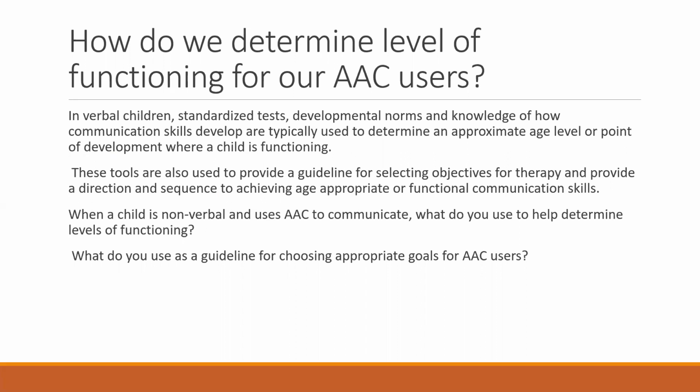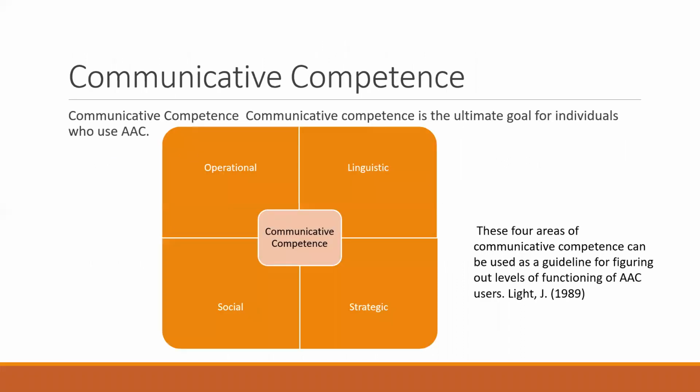But what happens when a child is nonverbal and uses AAC to communicate? What are we going to use to help us determine those levels of functioning? That brings us to communicative competence. So there are 4 areas of communicative competence that can be used as a guideline for determining levels of functioning. Janice Light in 1989 outlined 4 foundational AAC competencies that lead to independent communication.